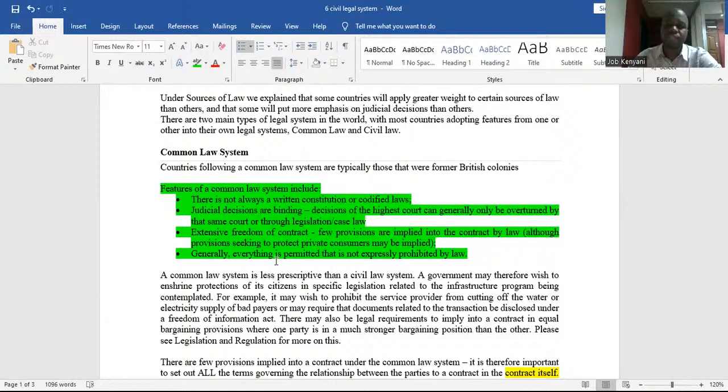So there's extensive freedom to contract, no formal laws in terms of contracts. Everything is actually permitted that is not expressly prohibited by the law. So they don't have concrete laws in place to guide their own functioning or how they can conduct themselves or associate or relate.